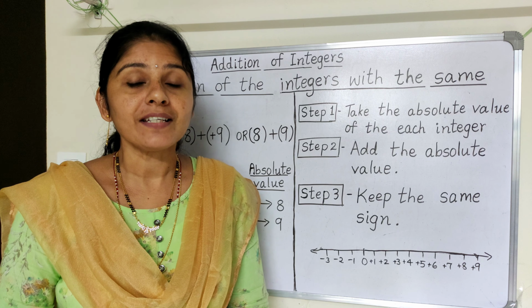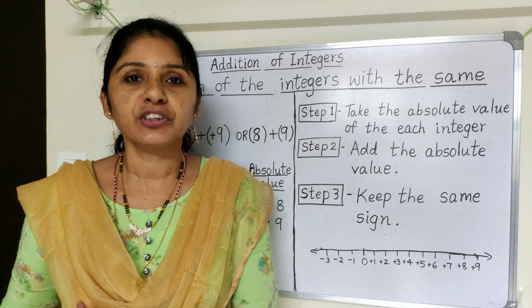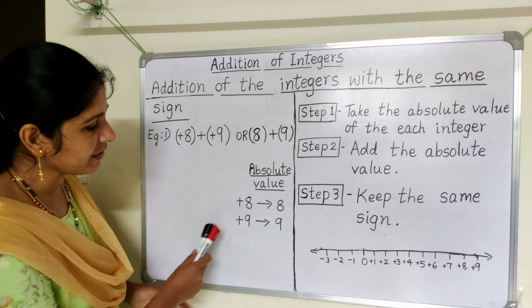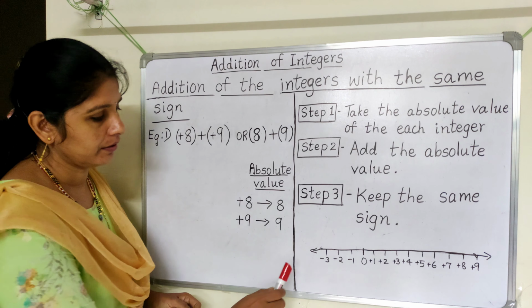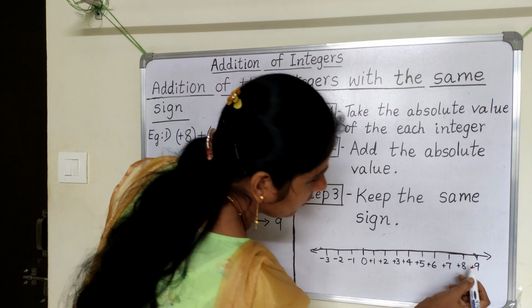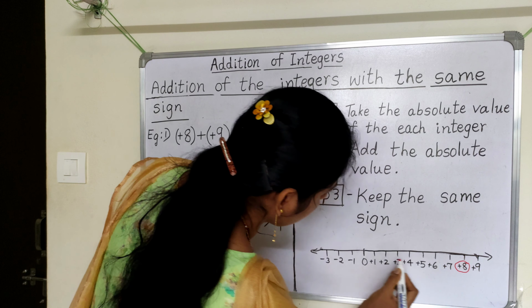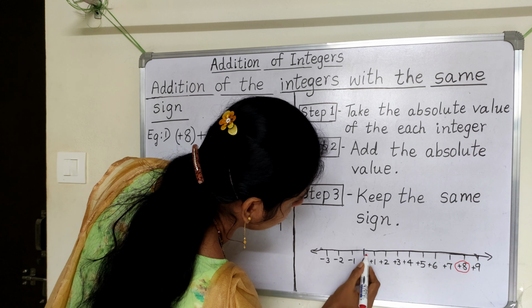Absolute value is the distance from 0 to the given number. Let us check the absolute value of +8 on a number line. +8 is here, 0 is here. The distance from 0 to +8 is 8. That is the absolute value of +8.